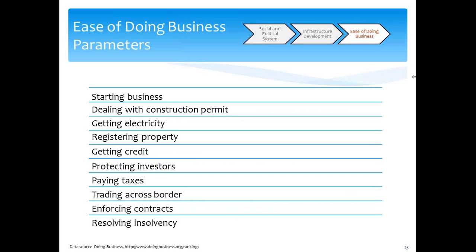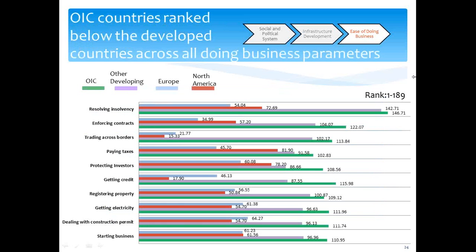So now we come to the last parameters of the institutional development, which is the ease of doing business. The various parameters that we took a look at were starting business, dealing with construction permits, getting electricity, registering property, getting credit, protecting investors, paying taxes, trading across borders, enforcing contracts, and resolving insolvency. The results that we found are reflected in this chart.